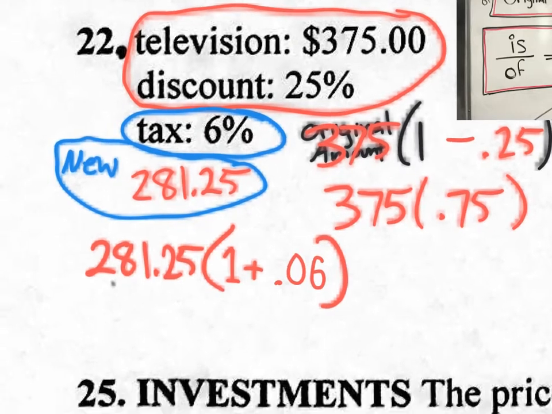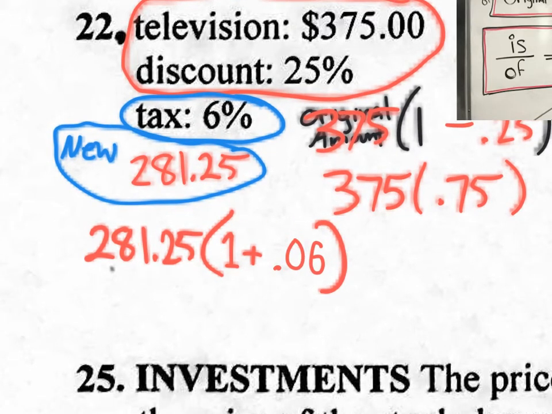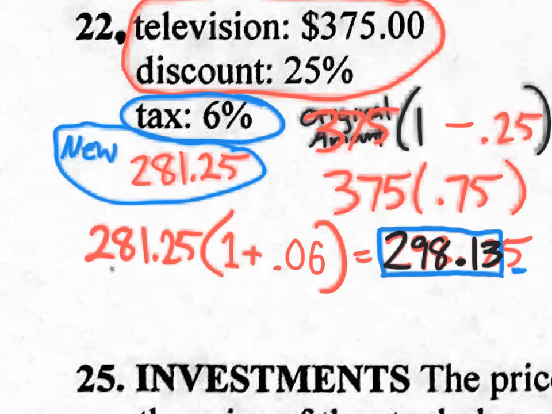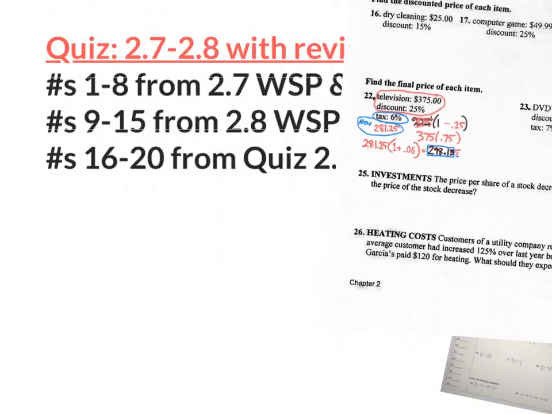So my new discounted price times this will give me my total price including taxes. Of course, you could do this part in your head. That's really just going to be 1.06. So on a calculator, 281.25 times 1.06. The answer is $298.13. Now, why is that? Because the 5 that we have after the 12 cents, that 5 is going to change that 2 to become a 3. So it's really $298.13.